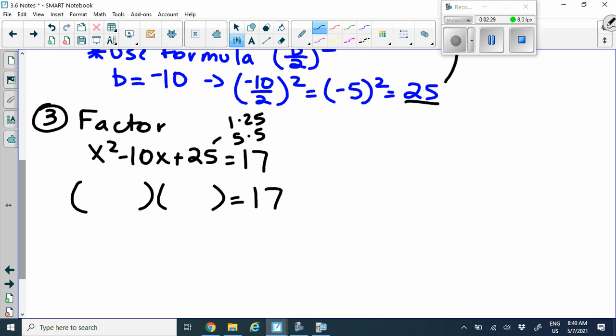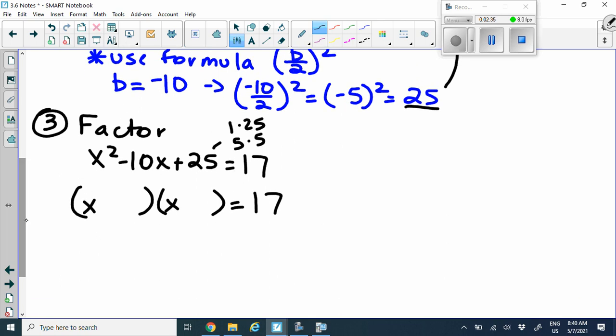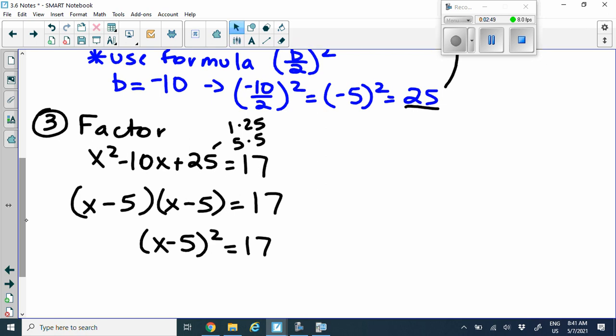Well, let's go with 5 and 5. Remember, since our a value is 1, I go ahead and do x and x. Now, if I'm adding up to negative 10, I need negative 5 on both of these. So now I rewrite this as x minus 5 squared because I have the same exact factors. So I just rewrite it.